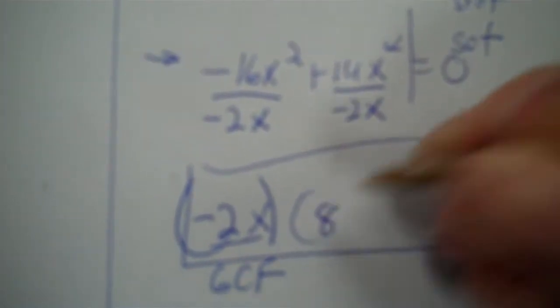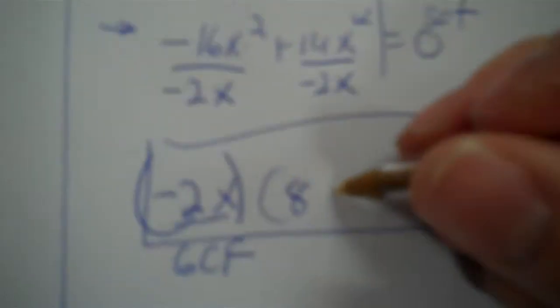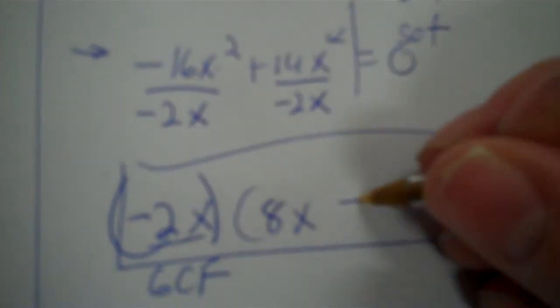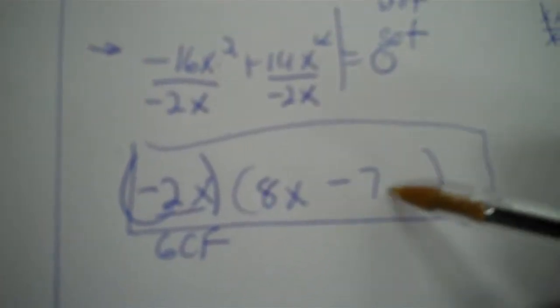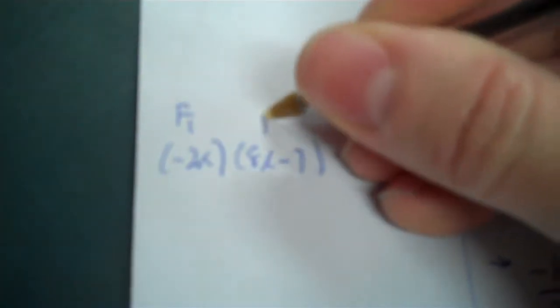All right, so -16 divided by -2 is 8. x squared divided by x, well, that's x. -14 divided by -2 is 7, so you're going to put -7, and then x divided by x wipes out the x completely off the 7. So go outside here and line them up. Put your parentheses here, -2x, and then 8x minus 7 equals 0. Now you go F1, F2, and solve.